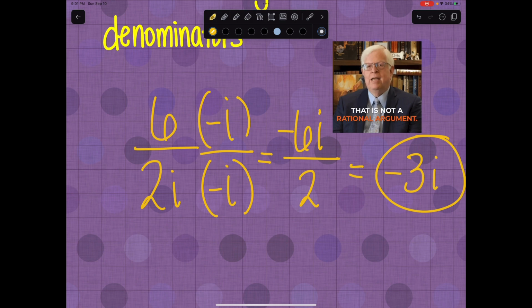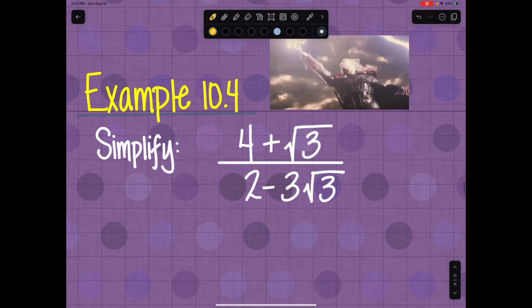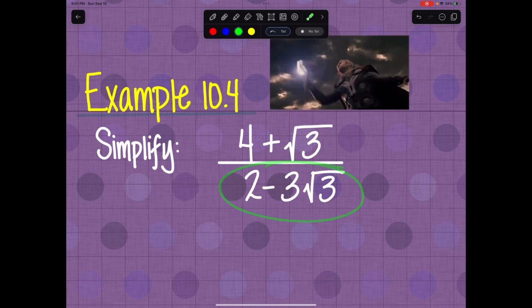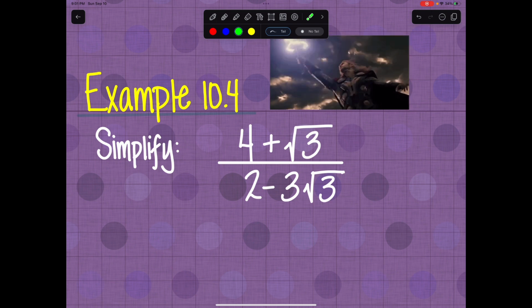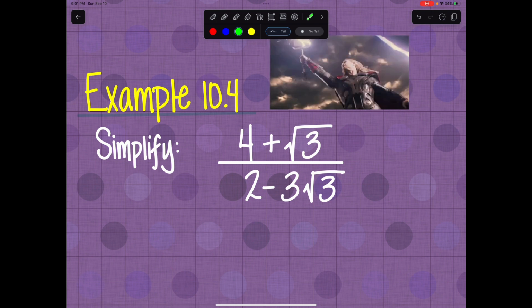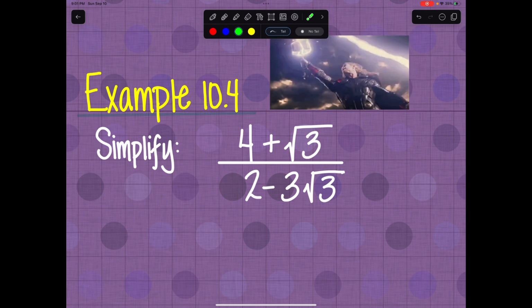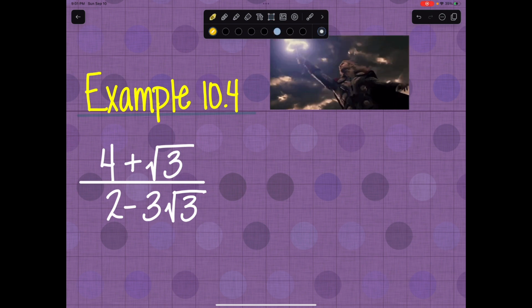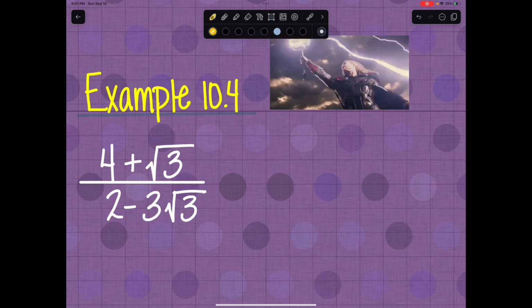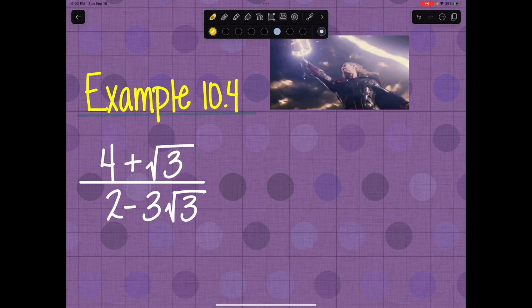So that's a more proper way to do it. Now, there are more complicated things when you have something like this on the bottom and you want to simplify it so that you're rationalizing the denominator, so the denominator has no irrational numbers. There is a way to do this. I don't expect you to know it, this is why I'm teaching you how to do this.